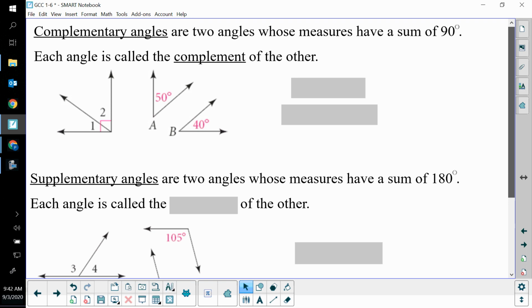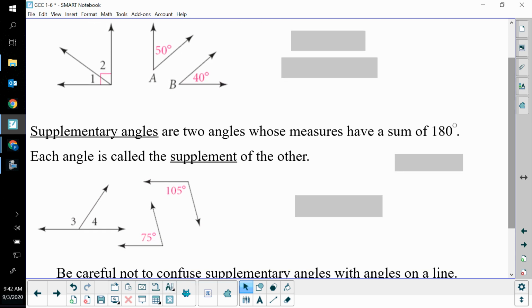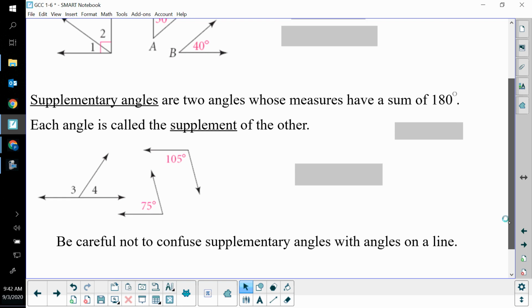So the ones that come first go together, and the ones that come second go together. And each angle for the supplementary ones are called supplements of each other. And there's two examples there.